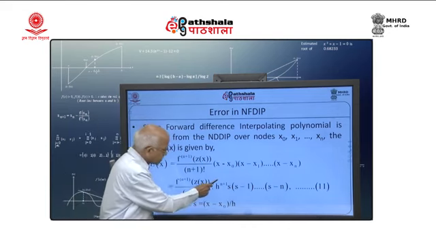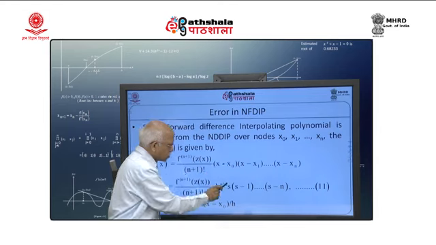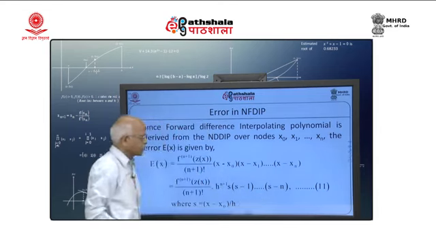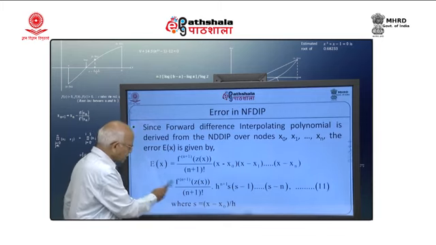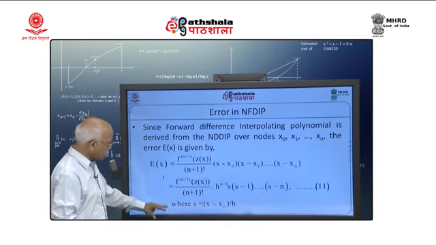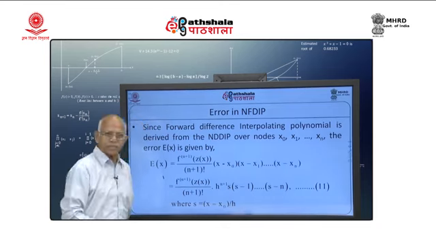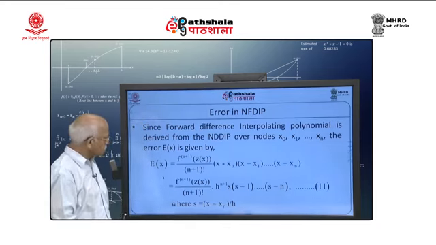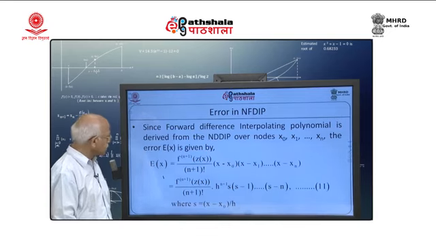So, therefore, I will be getting h into h raised to n plus 1, where this will be replaced by s, this will be replaced by s minus 1, this will be replaced by s minus n, and so on. So, your error term will be given by this, where s is nothing but (x minus x0) by h, which is given in the forward difference interpolating polynomial. So, error in terms of s and h we can compute like this.